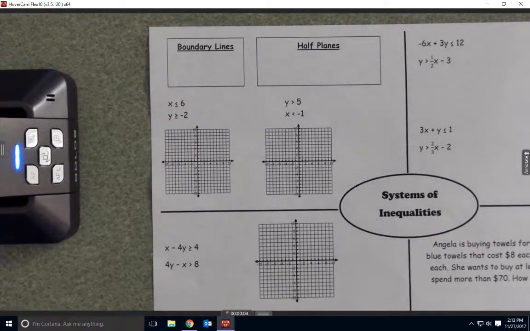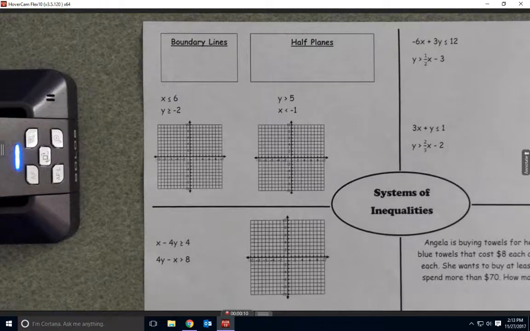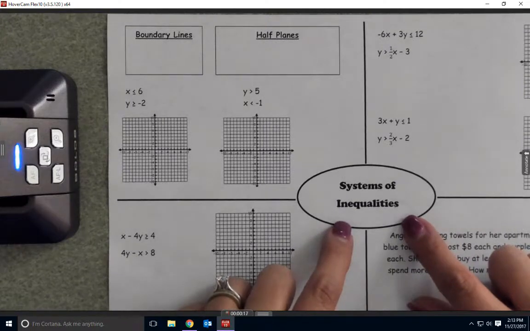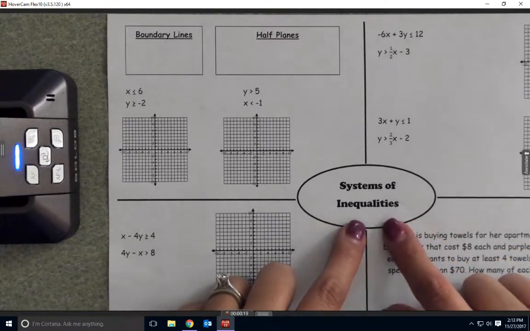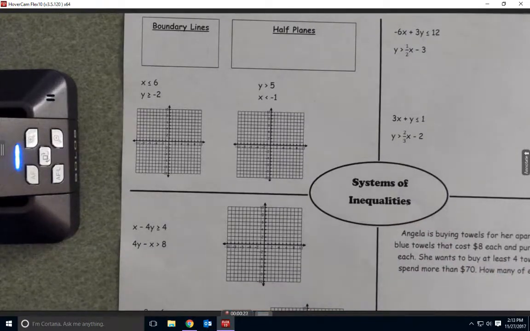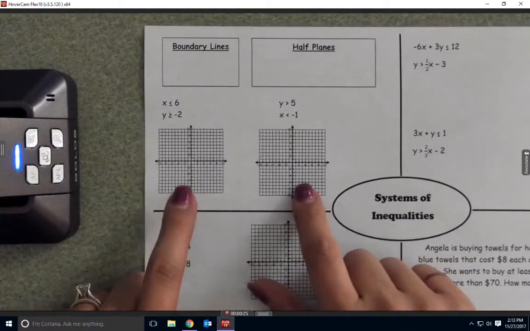So looking at this, we are now graphing systems of inequalities. In my previous videos and in this unit, you've been working on systems of equations, which we've done graphing, elimination, substitution. So now looking at systems of inequalities, we've graphed inequalities before. When we're solving an inequality, we don't need to do the elimination or substitution. What we're going to be doing is just graphing.